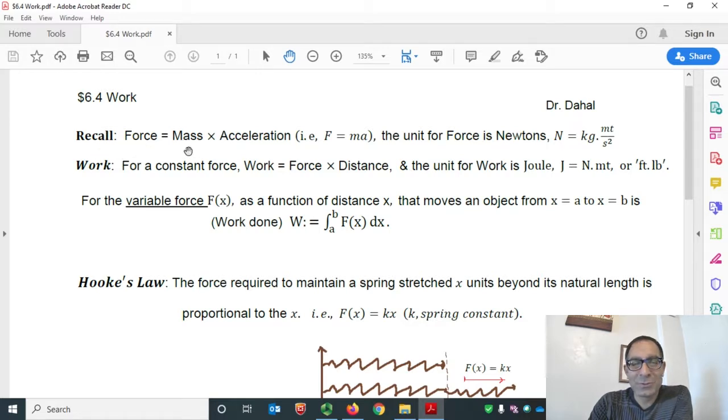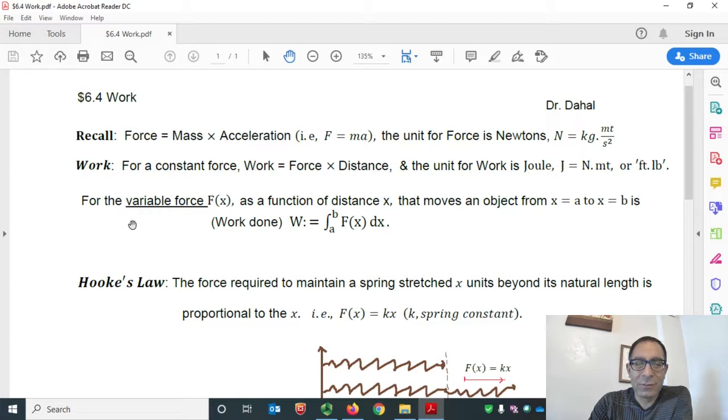Force equals mass times acceleration, and the unit of force is the Newton. We denote it by N, which is kg times meter per second squared. For a constant force, work equals force times distance, and the unit for work is the joule.